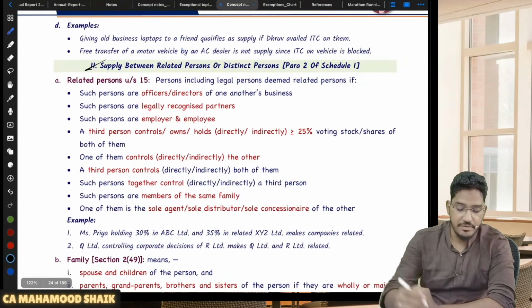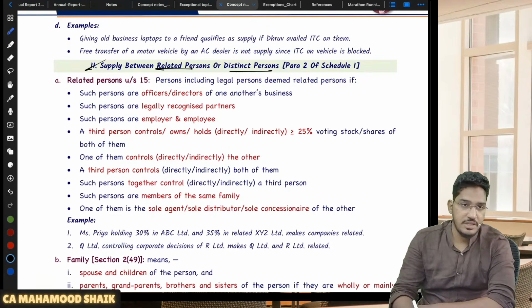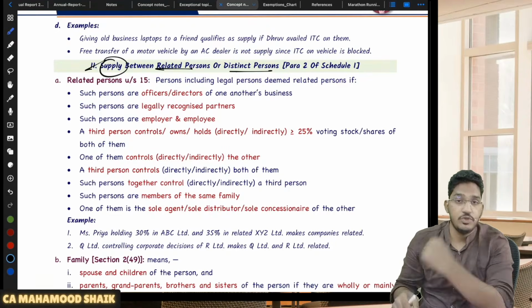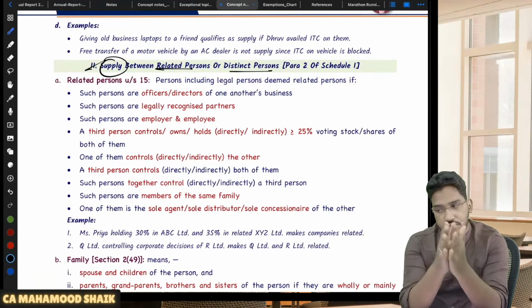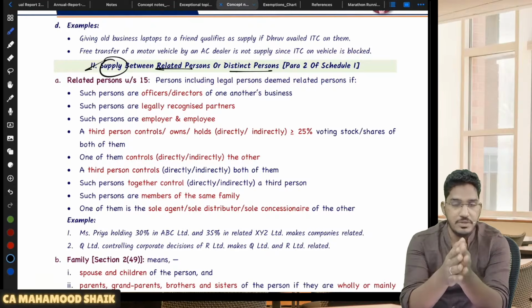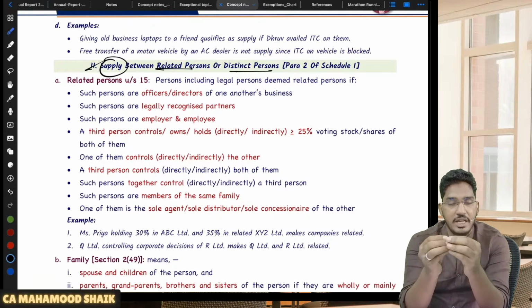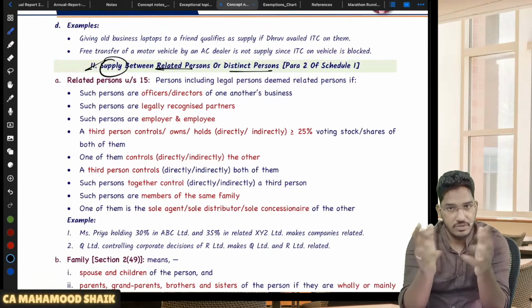Next one, second activity: supply between related persons or distinct persons. They are telling supply. Supply means it could be supply of goods also, it could be supply of services also. So if there is any supply of goods or supply of services between related persons or between distinct persons, then it will be deemed as supply even without consideration.